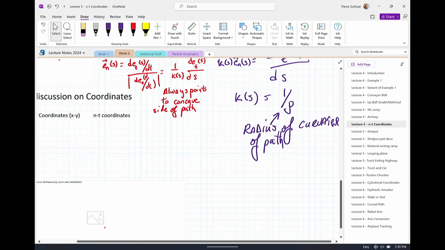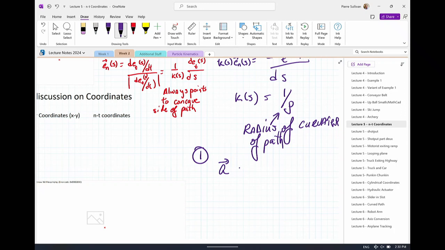my acceleration from 1 is equal to v dot, magnitude e_t, plus v squared e_n over rho. And that's a direct substitution for de_t/ds.